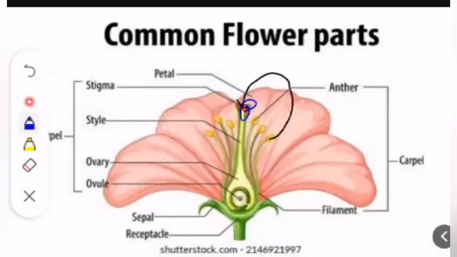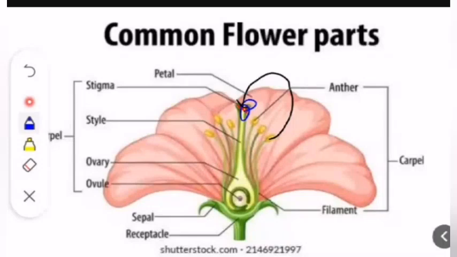Then number four: fertilization eventually occurs. That's the fusion of gametes. Fertilization occurs.